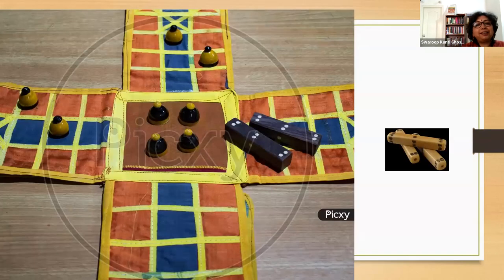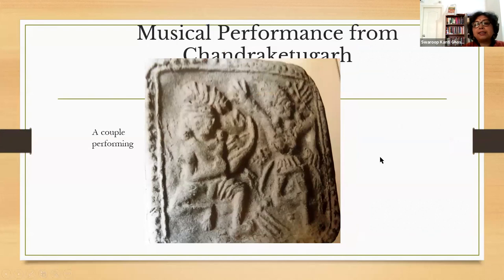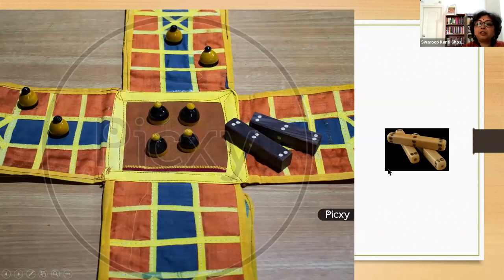Here, just to show you the kind of games that would be played, these are the dice that we all know are found from various early historical sites. Earlier also dice have been found, but recently I heard that the Archaeological Survey of India people have also found some ivory dice from Chandraketugarh.